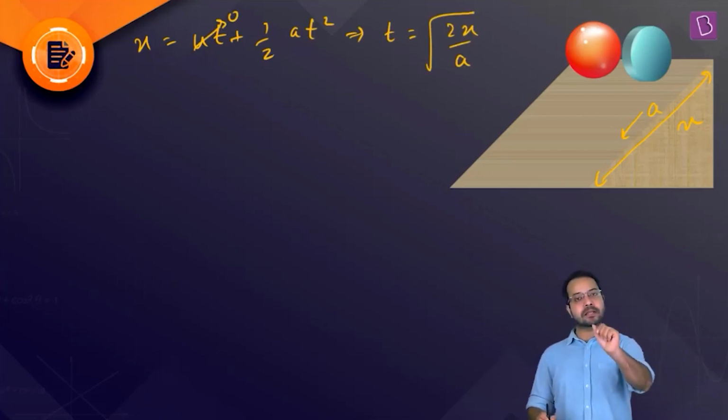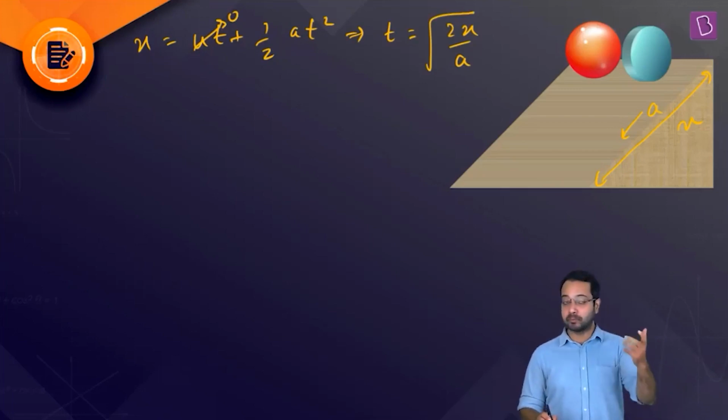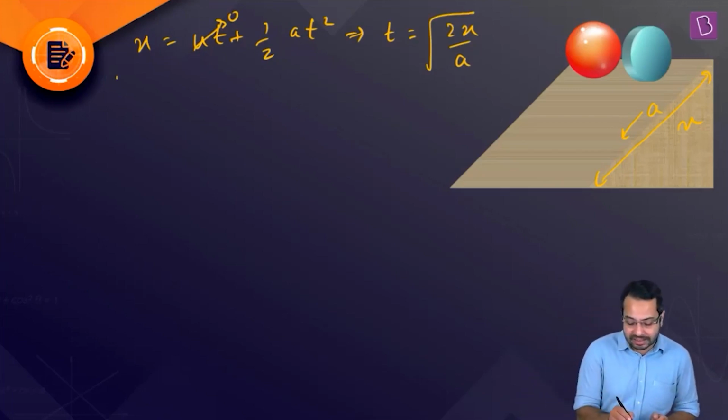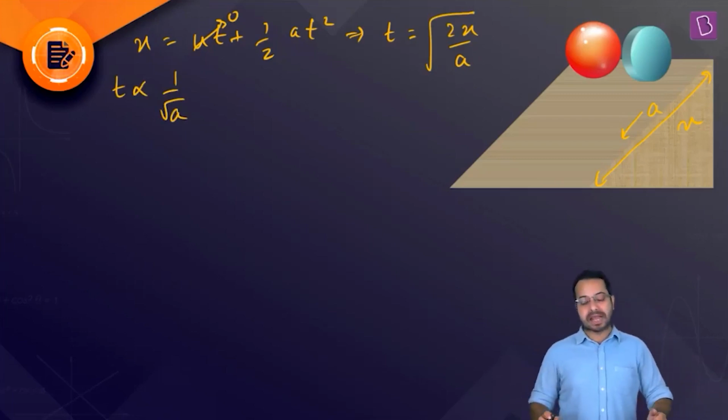Now x is same for both the objects. So can I say that the time taken is proportional to the under root of 1 upon the acceleration along the inclined plane? Is that correct? So it all boils down to finding the acceleration and comparing the accelerations.